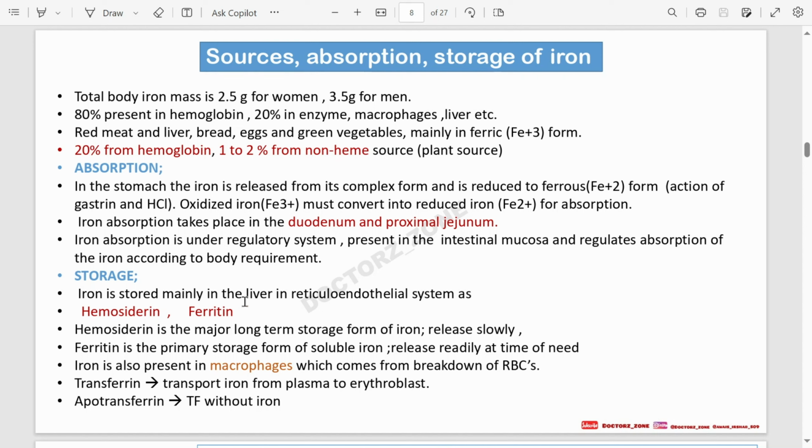Then it is storage. Iron is stored mainly in the liver, in the reticuloendothelial system, in the form of hemosiderin and ferritin. Hemosiderin is the major storage form of the iron, but it releases iron slowly. Ferritin is the primary storage of the iron, and it releases iron when there is a need. Iron is also present in the macrophages, which come from the breakdown of the red blood cells. Transferrin is a protein which transports the iron from the plasma to the erythroblast and to the liver, and apotransferrin is the transferrin without iron.